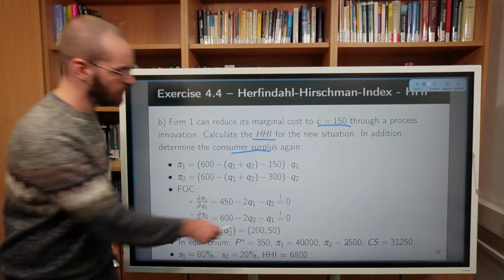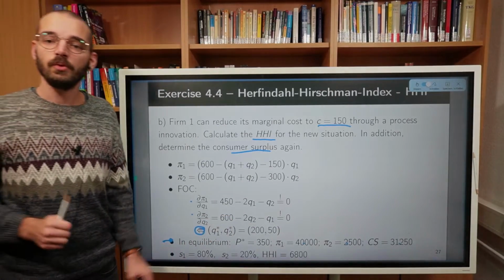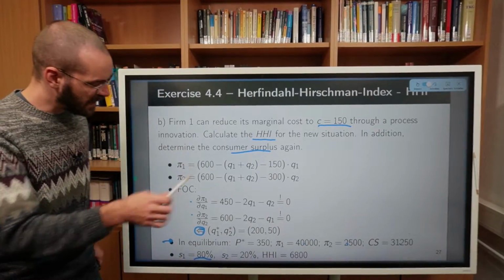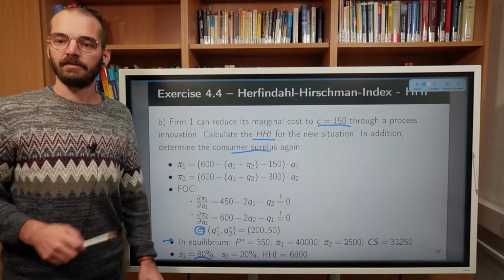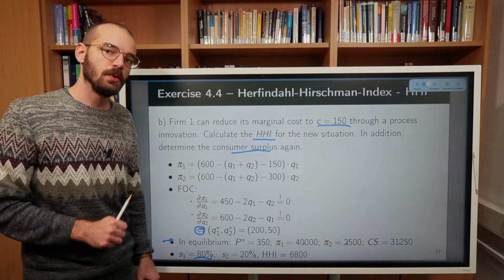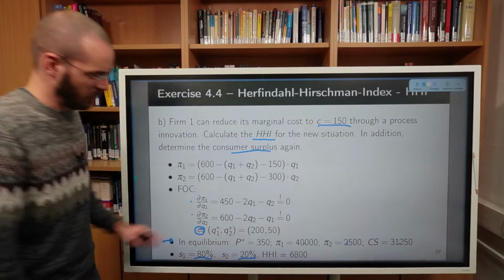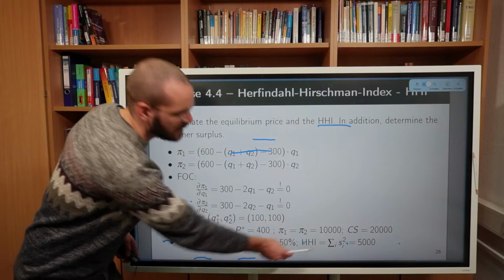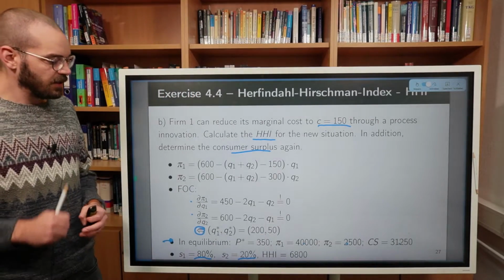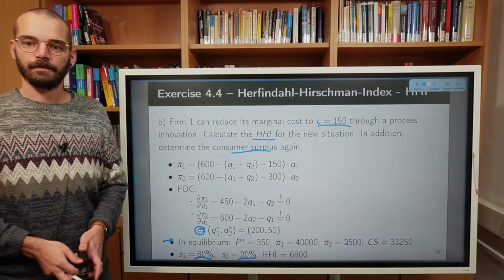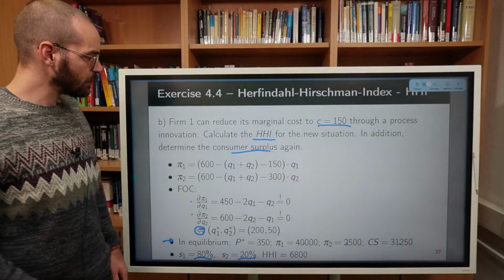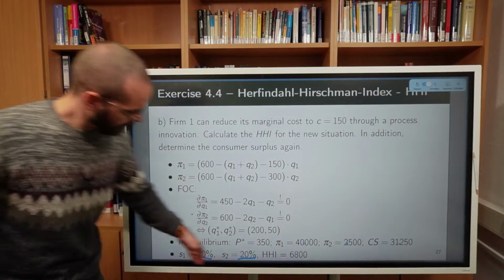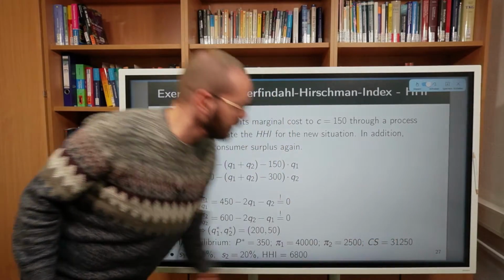If the total quantity is 250 and one firm is producing 200 of this, of course, that is a market share of 80%. The second firm is producing 50 out of 250, which is equivalent to a market share of 20%. So the HHI, following the same formula which we used on the previous slide, then yields 6,800. Okay, and with this we have answered all the questions in task B. Let's now move on to task C.